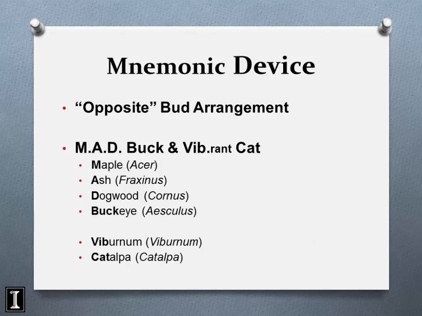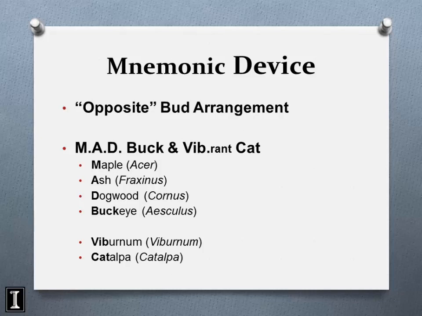Anyone have an idea of what the one non-opposite dogwood is called? Alternate-leaf dogwood. Yeah, it is. Or pagoda dogwood. Some people call it pagoda dogwood. Buckeye also includes horse chestnut. Horse chestnut is thrown into the buckeye family. So your Ohio buckeye, yellow buckeye, and red buckeye, those are our three native buckeyes in Illinois. Up here in Iowa and Wisconsin, do you have any native buckeyes? Any native ones? No? Okay.